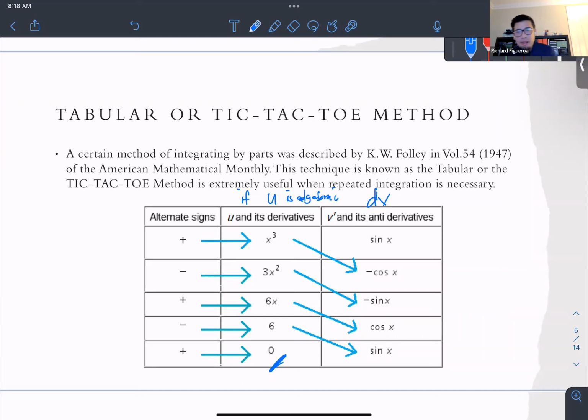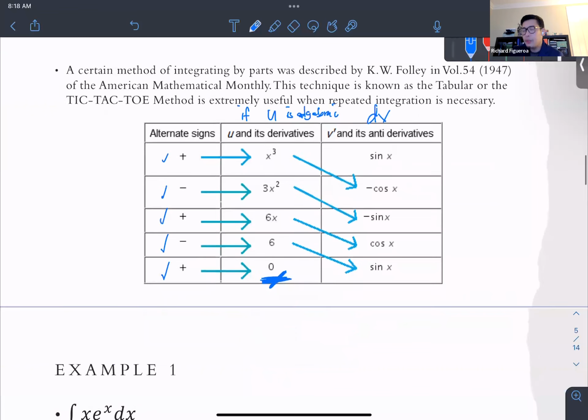Diba? Pero yung sa dv naman natin, kung dito nagdi-derive tayo sa u, ang dv nag-integrate tayo multiple times. So kailan tayo mag-stop? Mag-stop tayo kapag pumantay na tayo dun sa 0. Okay? And then afterwards, ang sign natin dito alternate lang. So start tayo lagi sa positive, positive, negative, positive, negative, positive. So basta na-fill out mo itong table na to, you can write already the answer. So ano yung answer nito?